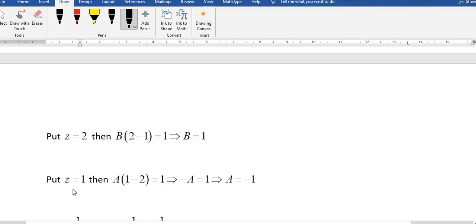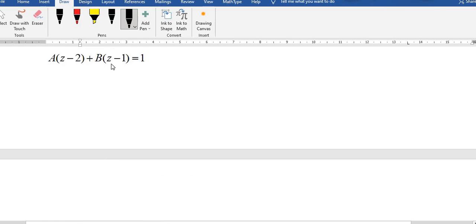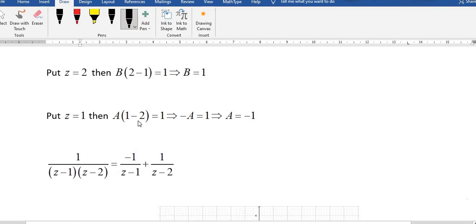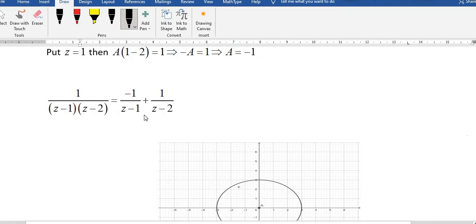So next I am putting z equal to 1. Then 1 minus 1 is 0. This term vanishes. A into (1 minus 2) equal to 1. So 1 minus 2 is minus 1. Minus 1 into A is minus A equal to 1. So A equal to minus 1. Substitute A and B values. Then we are going to get this one.